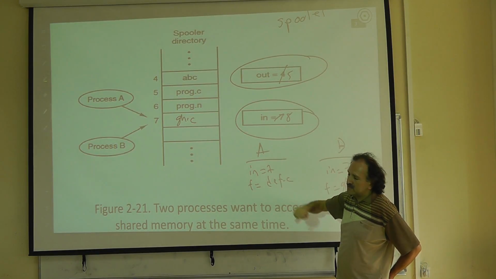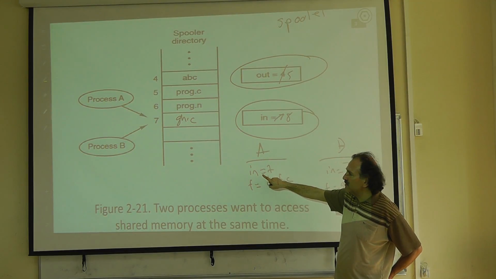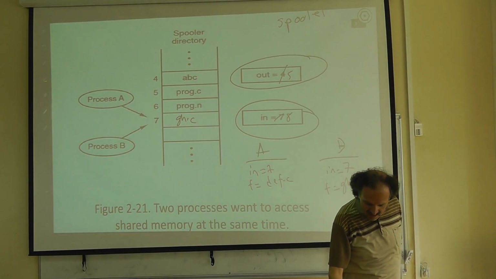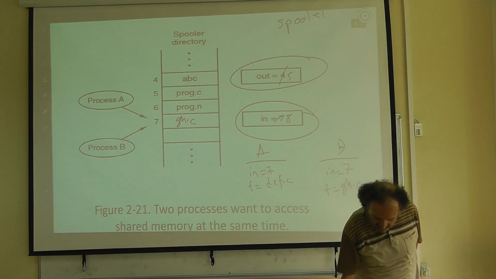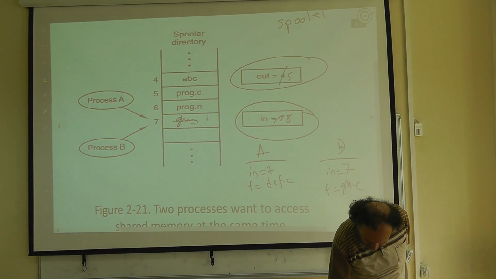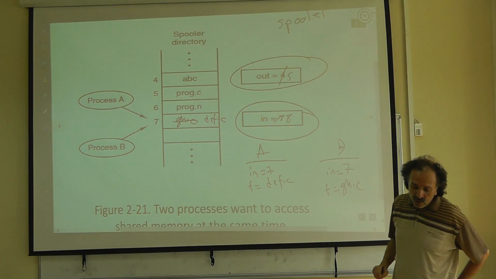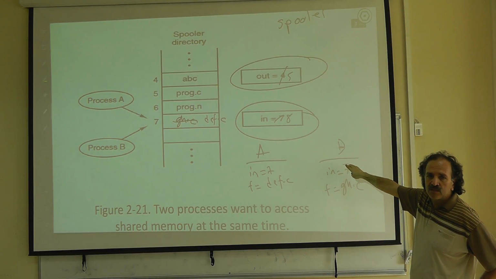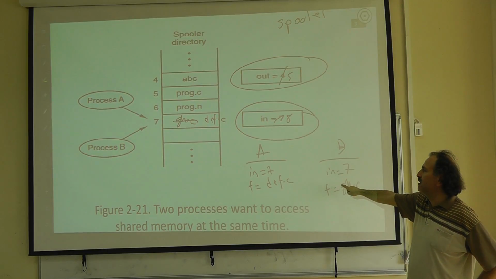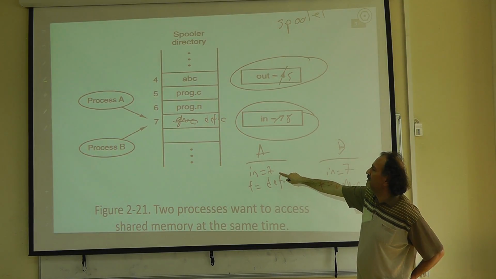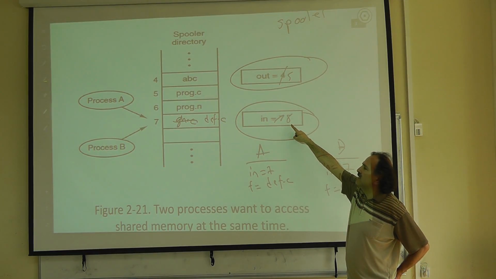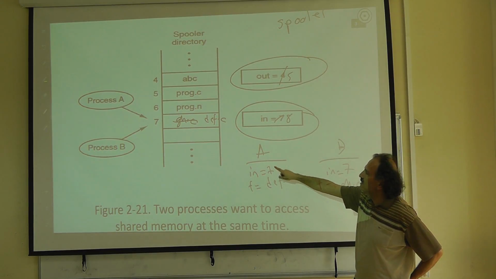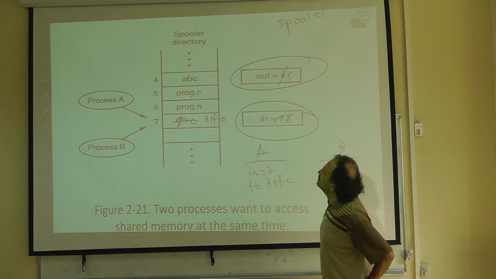Process A already read this variable as 7, so it thinks that in is 7, although it is now 8. So it makes this in 8 again. It writes an 8, and it erases this part and writes def.c. So what happened is that the file that process B is trying to print is lost, right? Because process A has overwritten it. It thinks that the position number was 7, but it was already 8, and it replaced whatever process B had written there with def.c. This is called the race condition.